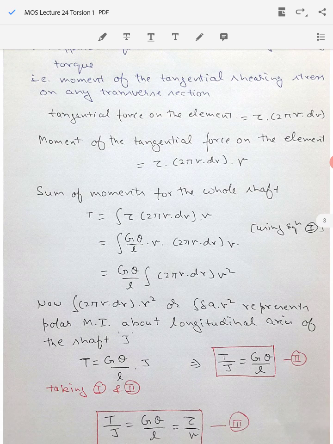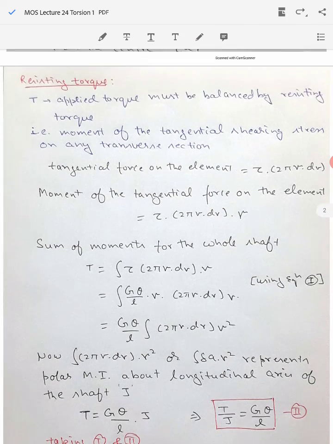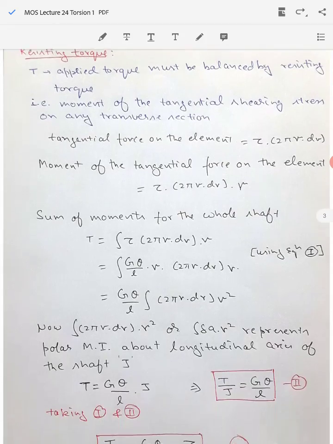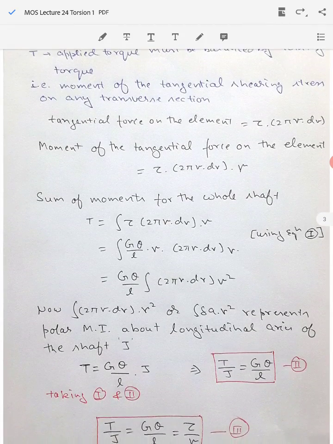So if you substitute for this integral quantity as J, this will give you T equal to G theta by L into J, which can be written as T by J is equal to G theta by L. So this gives us the second equation. Now if you look at equation 1, which is G theta by L equal to tau by R, here you get G theta by L equal to T by J.